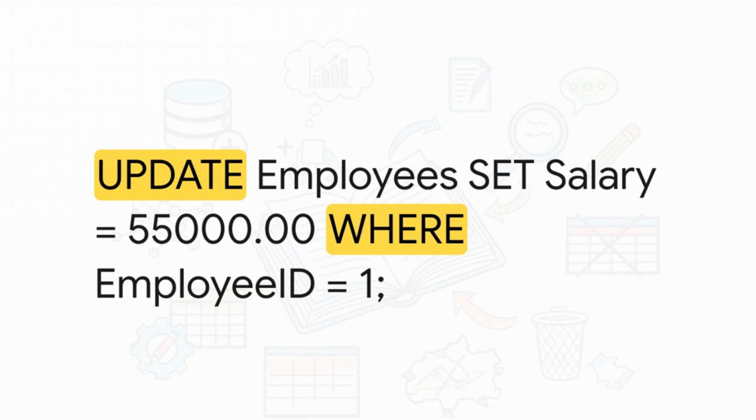So let's look at the code for this. We start with update employees. Then we say what we want to change using set. In this case, we're setting the salary to $55,000. But hang on, because this next part is, and I mean this, the single most important piece of this command, the where clause. This tells the database exactly which record to change. Seriously, if you forget this, you might just give everyone in the company a raise. Not a great Monday morning.